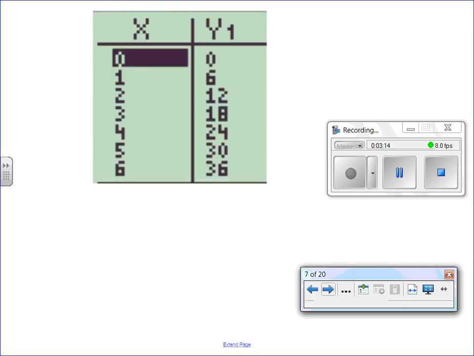Let's do our dance here. Is x getting bigger? Is y getting bigger? Yeah. So far it is looking like direct, but let's check our quotients to see. So what is 0 divided by 0? Let's just kind of skip that.